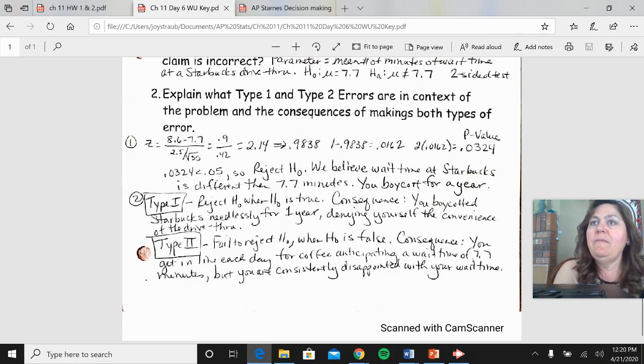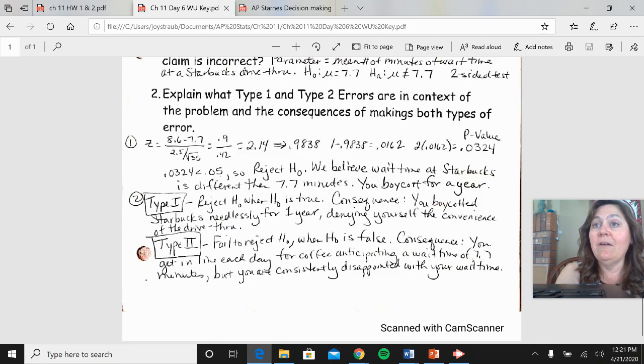All right, hopefully you found, remembering that type 1 error means that you rejected the null hypothesis when it was actually true. Okay? So our consequence here is that we boycotted Starbucks needlessly for a year. We denied ourselves the convenience of the drive-through, whatever your consequences were that you put down. But basically, we decided to boycott, and we shouldn't have had to, because it really was still 7.7 minutes.